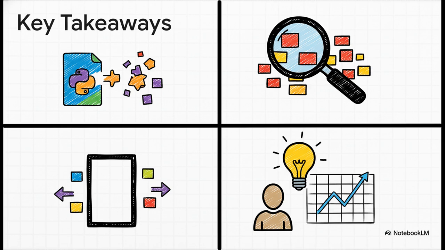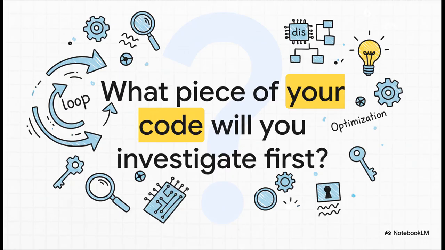This kind of deep understanding, this is what separates good developers from truly great ones. So my challenge to you is this. What piece of your own code are you going to investigate first? Find a complex function or maybe a really critical loop, run it through your new decoder ring, and see what secrets you can uncover. Happy disassembling!